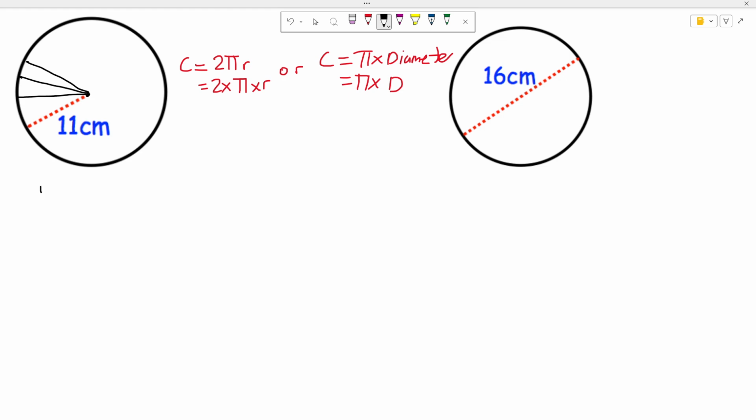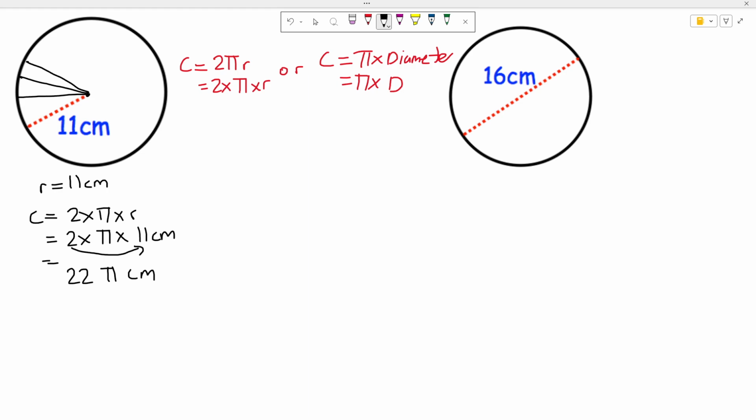So in question 1, we know r is equal to 11 cm. So what do we have guys? The circumference formula is 2 times pi times r. So let's substitute it. We have 2 multiplied by pi, we can just leave it as pi for now, multiplied by the radius, which is 11 centimeter. So we have 2 times pi times 11. Let's multiply the numbers: 2 times 11 is 22 pi cm.